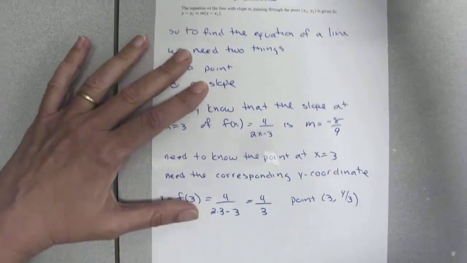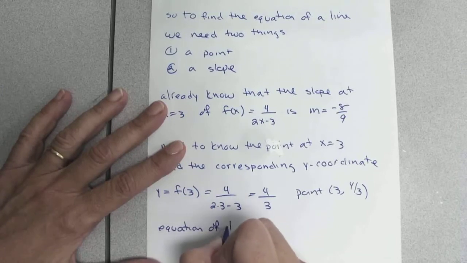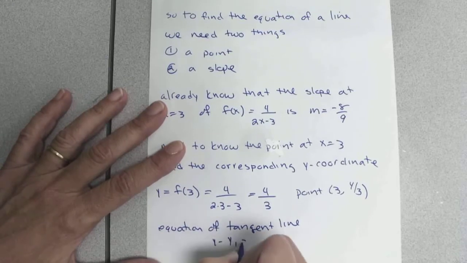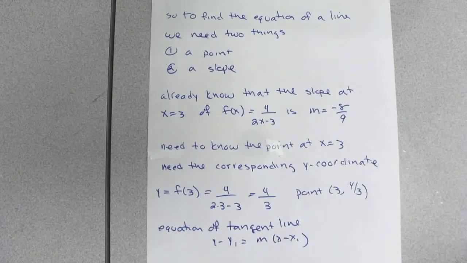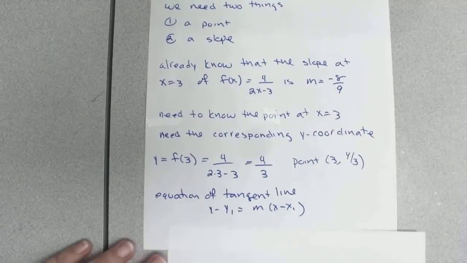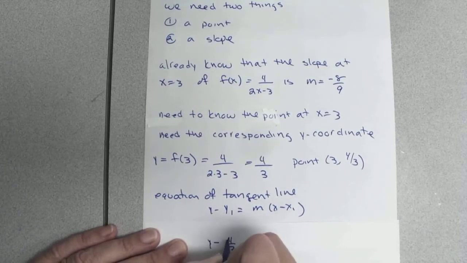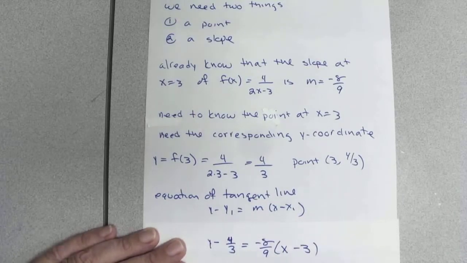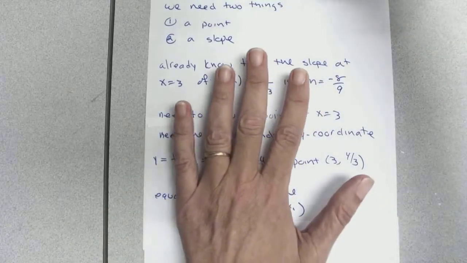And so the equation of the tangent line would be y minus y1 equals m times x minus x1. Then plugging in what we know, that's going to be y minus 4/3 equals negative 8/9 times x minus 3. Now there is an equation of the tangent line, and if you're not told what form to have the answer in, that's an acceptable answer.